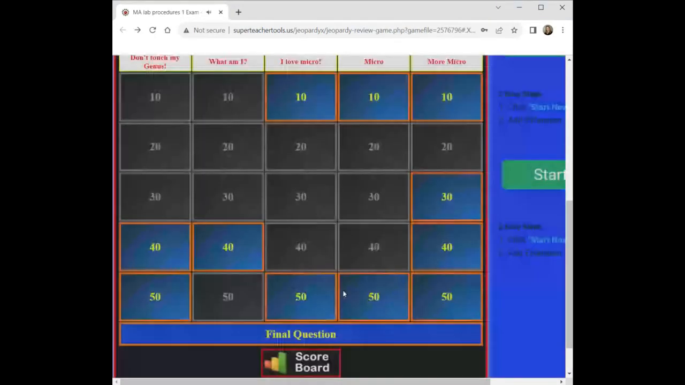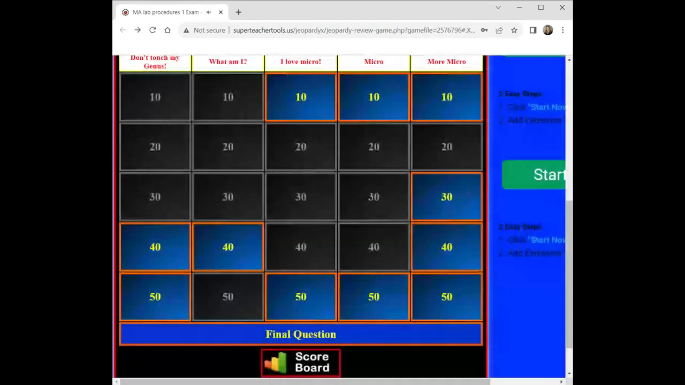That was team 2. Okay. Team 3 is Jenny and Madeline. Jenny, your pick. Micro 50.